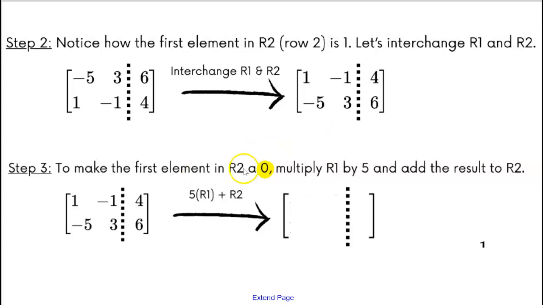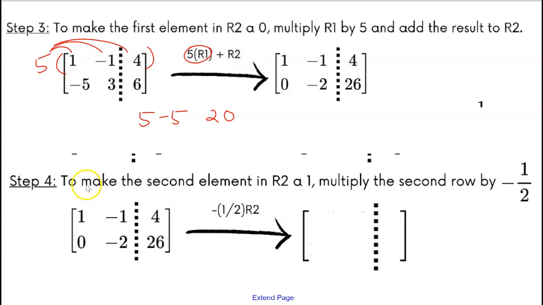To make the first element in row 2 a 0, you want to multiply R1 by 5 and add the results to R2. See how I got -5? In order to make this 0, I have to add it with a +5. How do I get a +5 here? I'm just going to multiply by 5. Notice the operation is 5 times row 1 and then add it with row 2. Once you add it with row 2, we're going to place it in the bottom, like so. So I need 5 times 1 to get 5, 5 times -1 to get -5, and 5 times 4 to get 20.